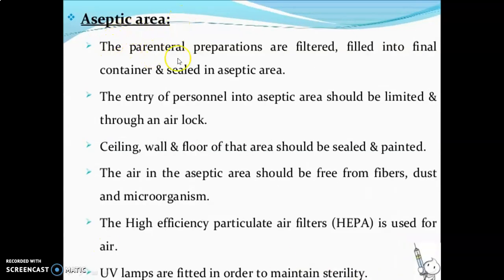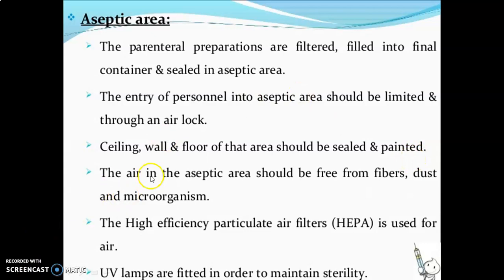In the aseptic area, the parenteral preparations are filtered, filled into the final container and sealed. The entry of personnel into the aseptic area should be limited and through an airlock. Ceiling, wall and floor of that area should be sealed and painted.